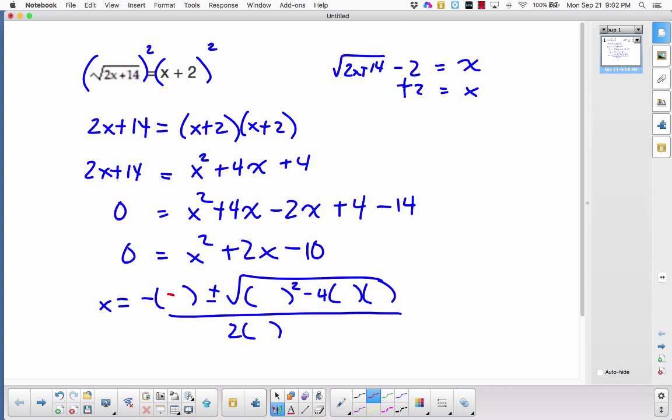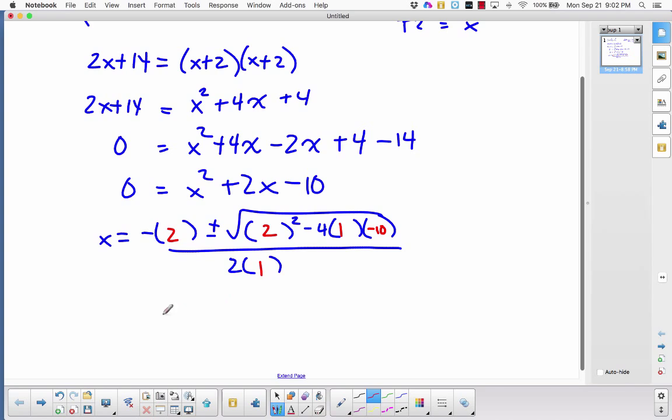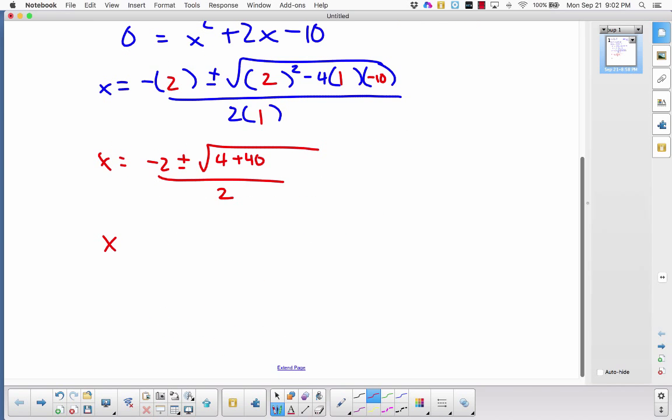So b is a 2. There's another 2. A is a 1. And c is a negative 10. And a is a 1. Okay, so x is equal to a negative 2 plus or minus the square root of, so that'll be 4. Minus 4 times minus 10 is a positive 40, all over 2.